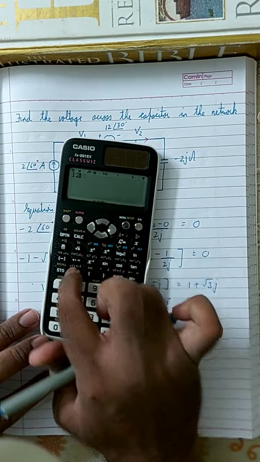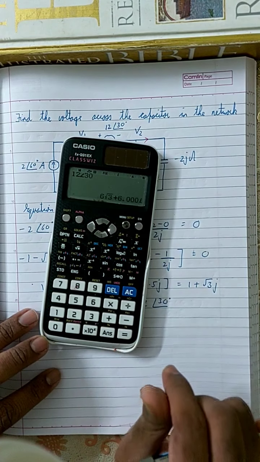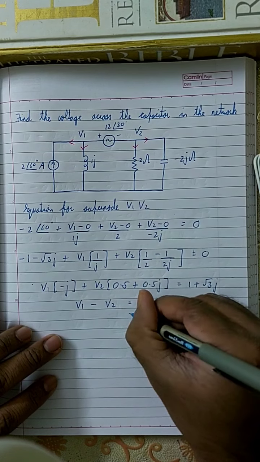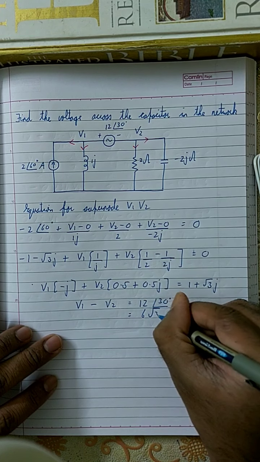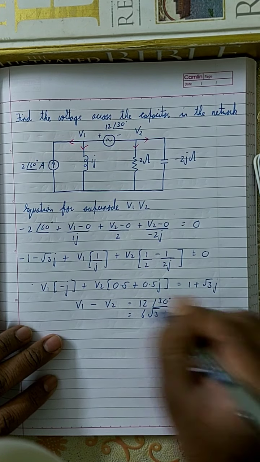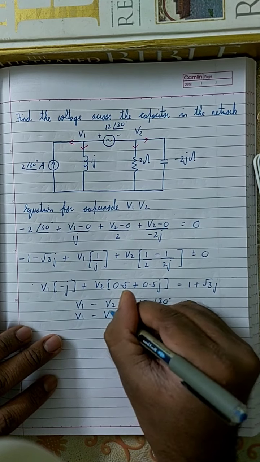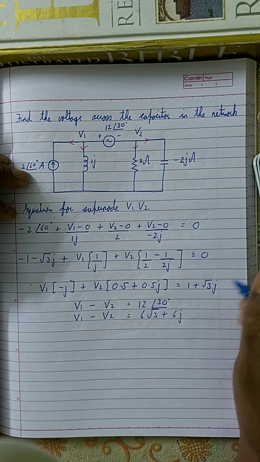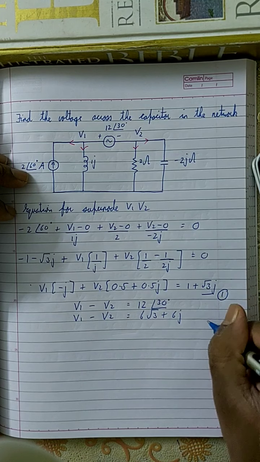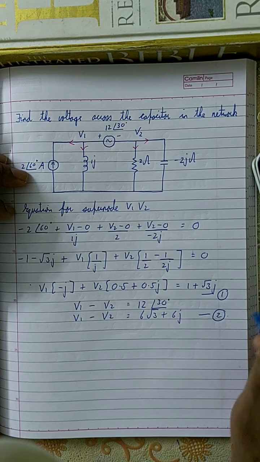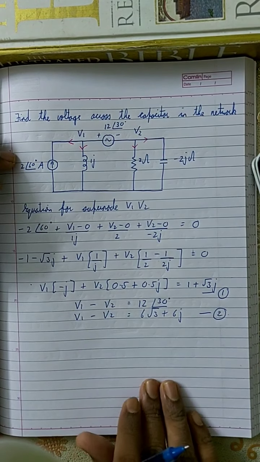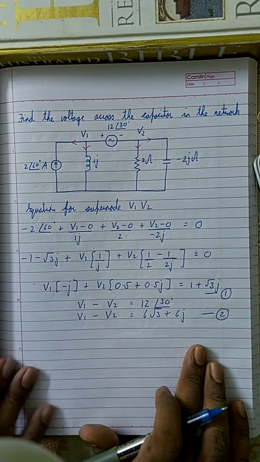12 shift angle 30 degrees is nothing but 6 root 3 plus 6J. So V1 minus V2 is equal to 6 root 3 plus 6J, right? Now this is equation 1, and this is equation 2. Since these are complex numbers, I cannot solve these equations using the calculator, so I have to use the matrix method.